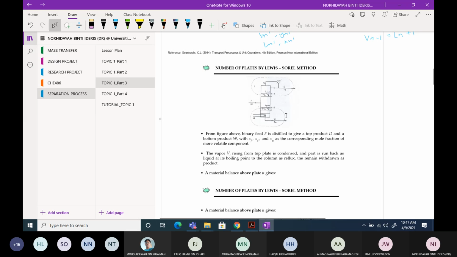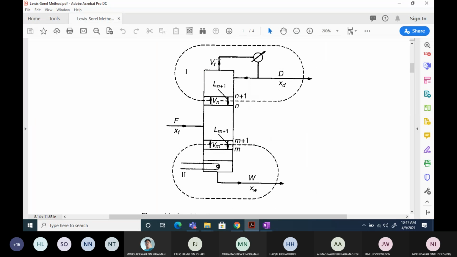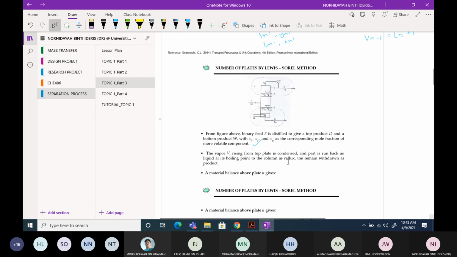So this one is the exact same figure. The column is configured as a binary to give the top product. The vapor VT is rising from the top plate. Here we have a label VT, which refers to the total vapor from the column. So you have VT and of course you have xT or yT. Usually xT is equal to 0 because everything is changed into vapor, and yT is equal to 1 here. All right, we have the VT here.